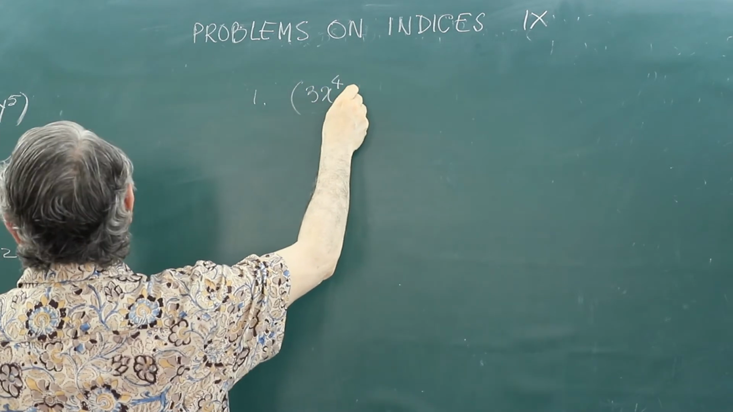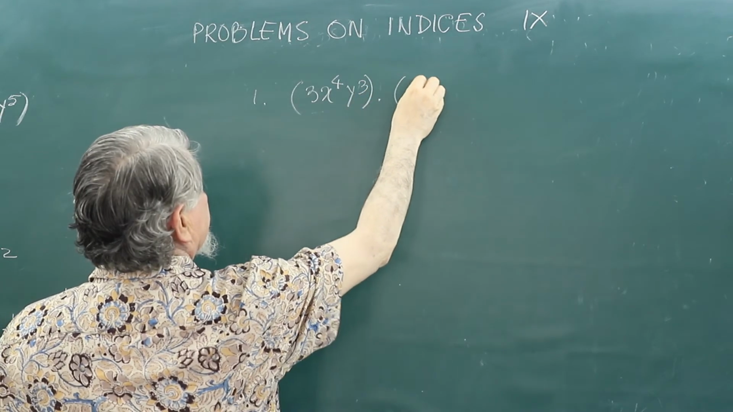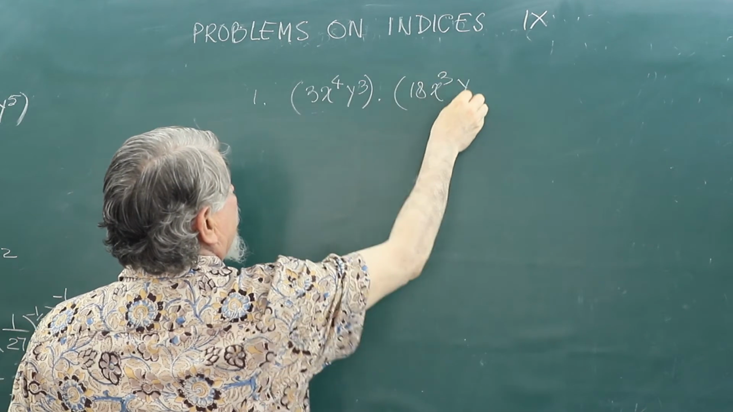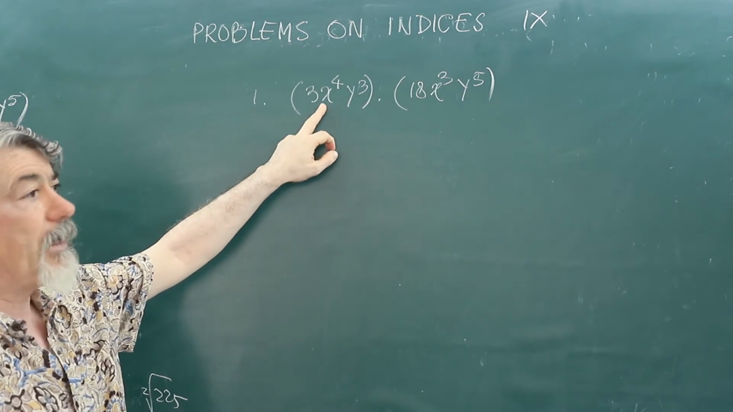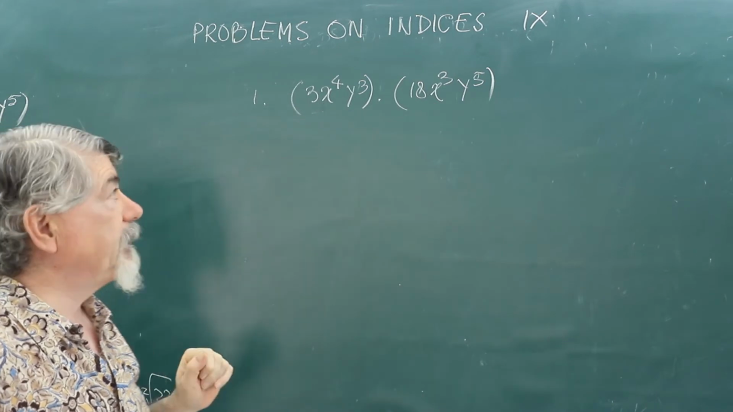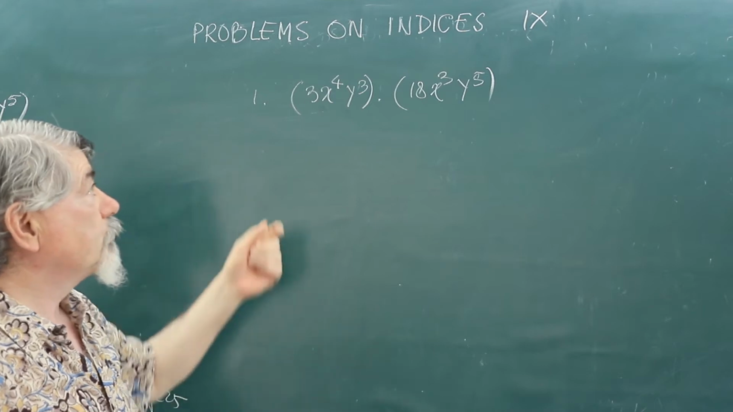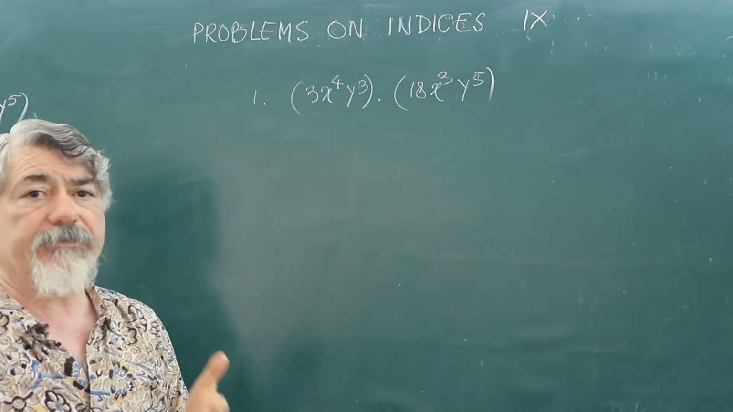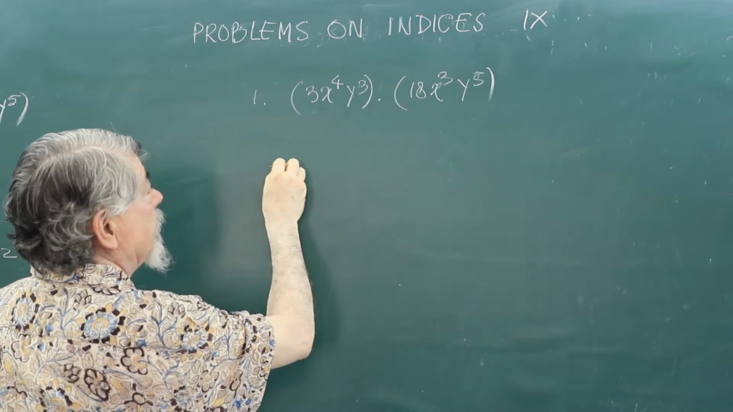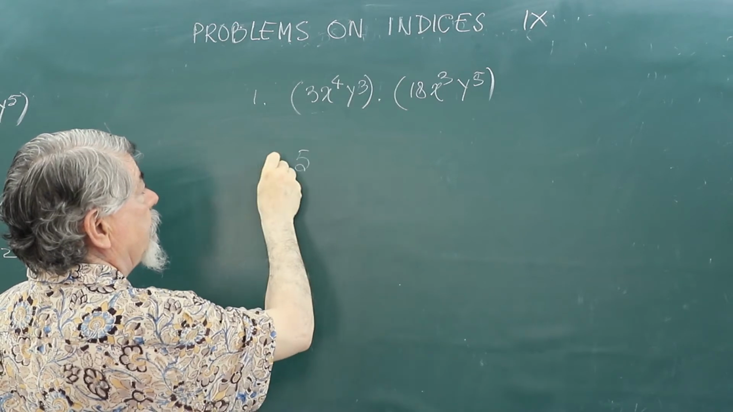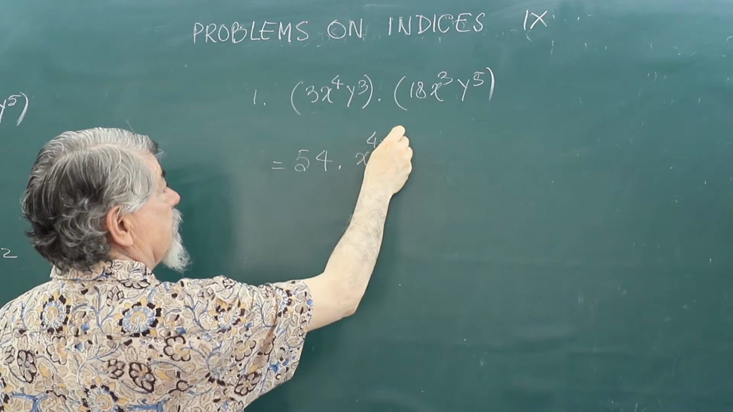3x to the power 4 y to the power 3. In another bracket I have 18x to the power 3 y to the power 5. Now these are multiplied. Here it is x to the power 4, here it is x to the power 3, here it is y to the power 3, and here it is y to the power 5. So we will add up the powers where bases are same. For example, first of all we will multiply 3 into 18. 18 3s are 54. It will be 54. Then x to the power 4 plus 3.